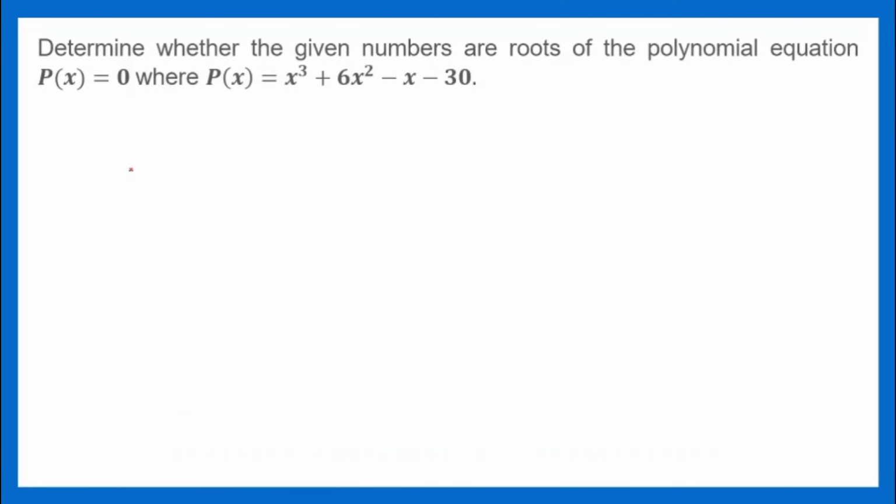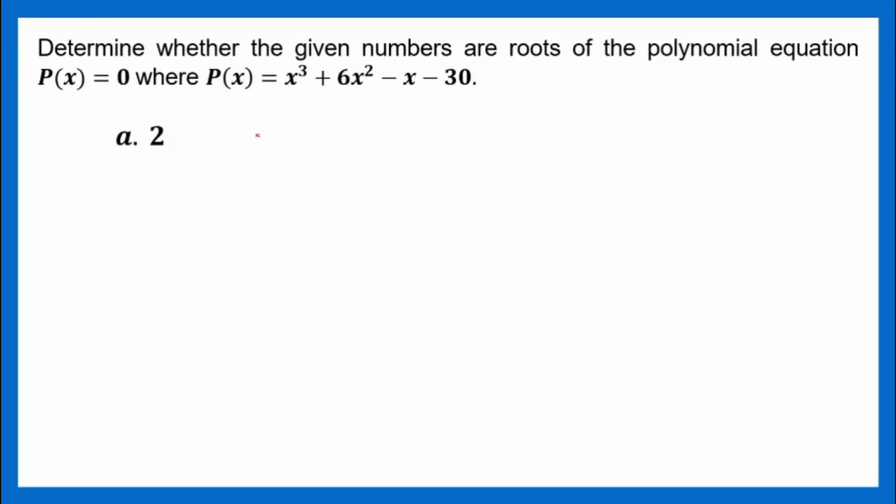Alright. Paano naman ito? Determine whether the given numbers are roots of a polynomial equation, p of x is equal to 0, where p of x is equal to x cubed plus 6x squared minus x minus 13. So, ito yung mga number na i-check natin: 2, negative 2, saka negative 3. So, isa-isahin ulit natin. Let's check first A na 2.